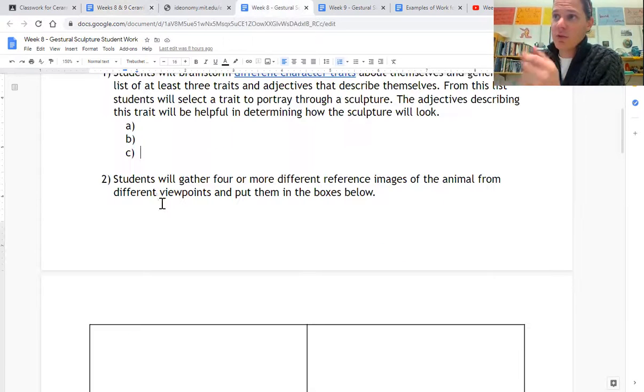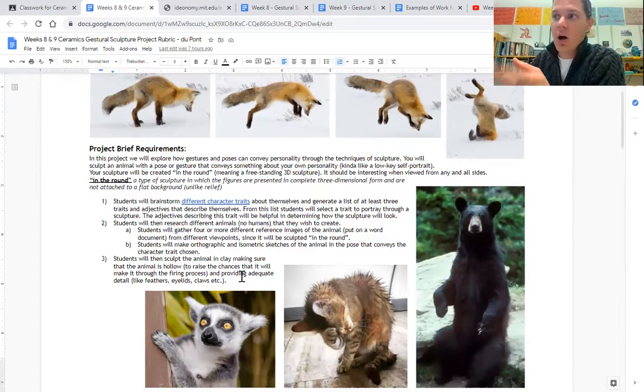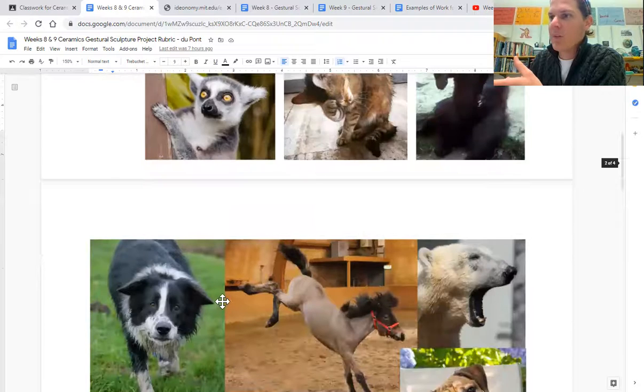The next step after you do the generated list of personality traits is you're going to gather some reference images. All of these images here would count as a reference image. So you can see what the shape of the face is, what the ears look like, what the form of the animal looks like, how big are the ears in relationship to the nose.